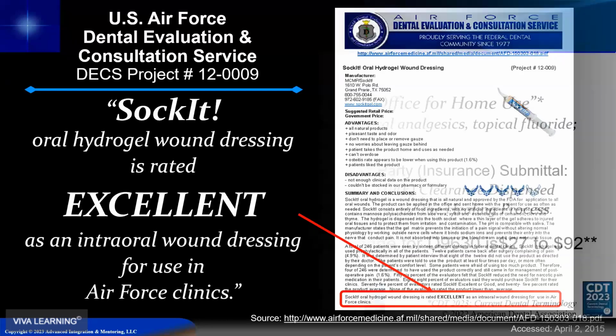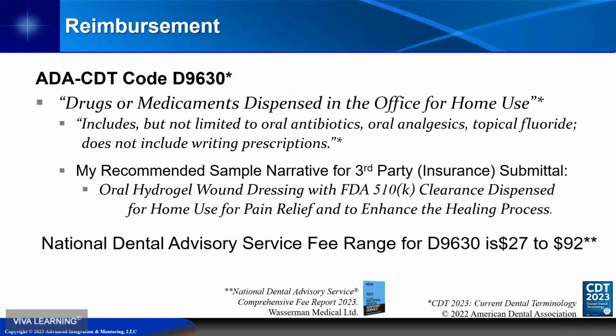On the beautiful side of this, from the practice management point of view, there is a reimbursement code for drugs or medication dispensed in the office for at-home use, which covers the use of this. The National Dental Advisory Service is recommending a fee somewhere between $27 and $92. In my practice, we're paying somewhere around $15 a syringe, and I believe we're charging our patients $17 to $19 for it.